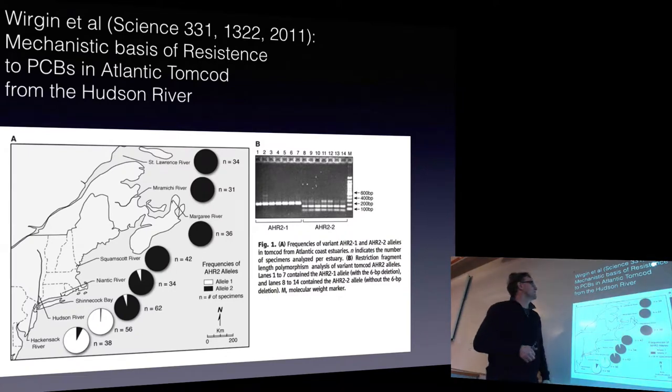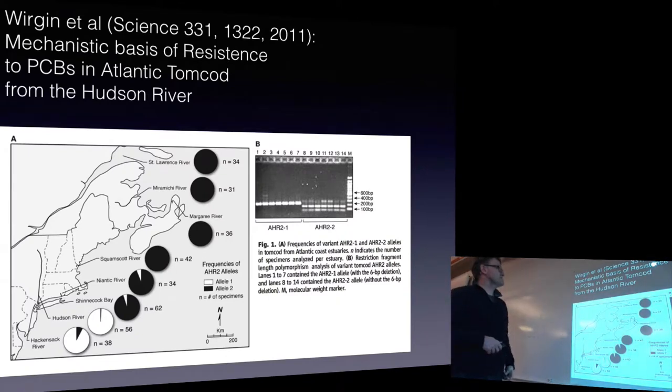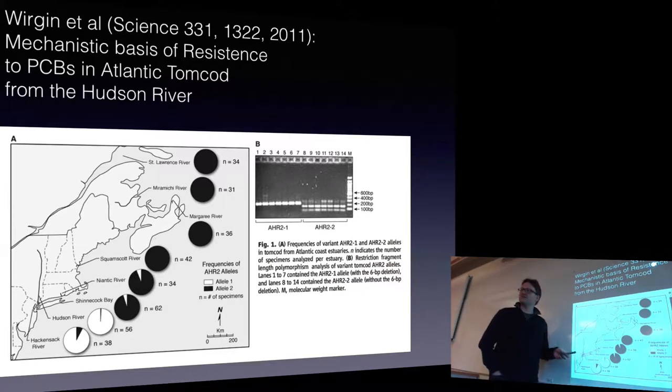Remove the million part. It was a really cool paper 7 years ago now in Science. It's Tom Cod in the Atlantic. And if you live very close to the Hudson River, the level of PCB in the Hudson River is insane. Don't eat fish from the Hudson River.